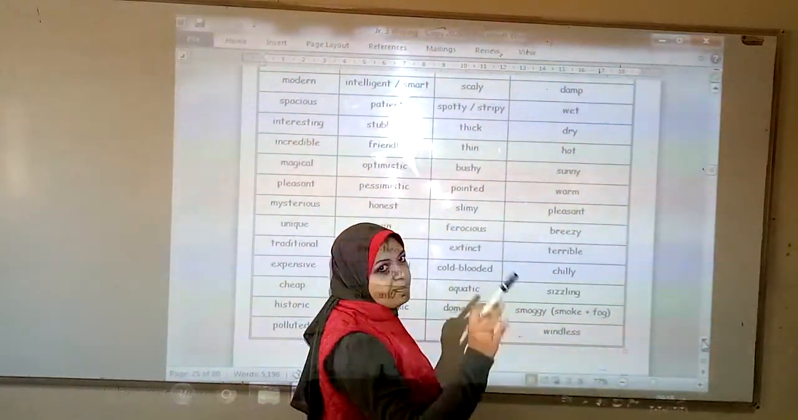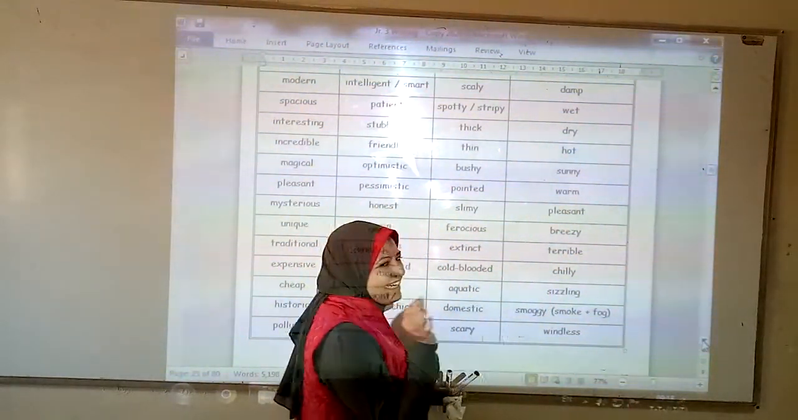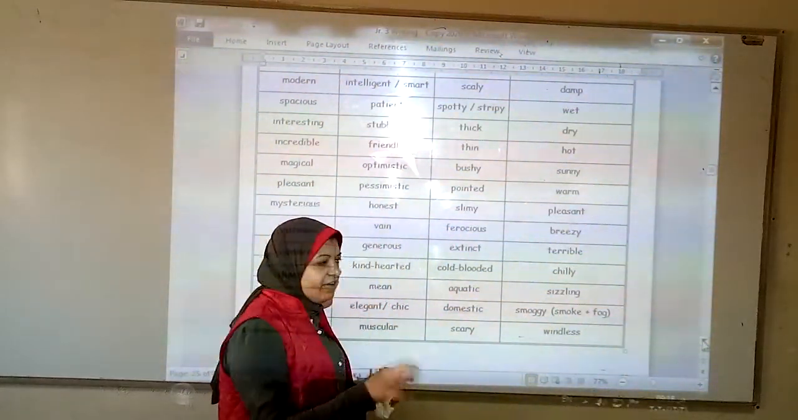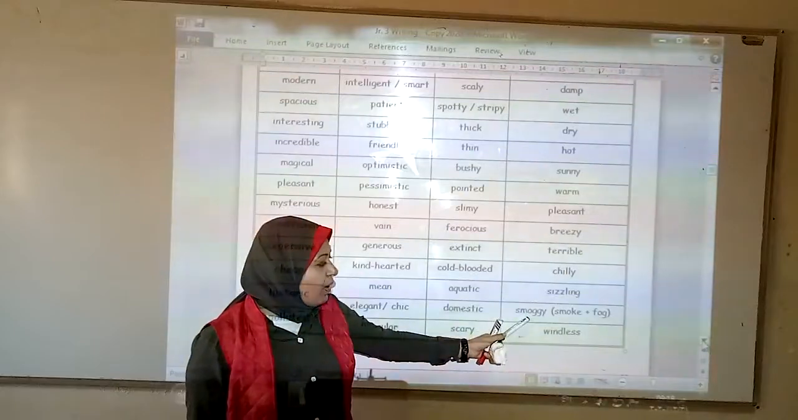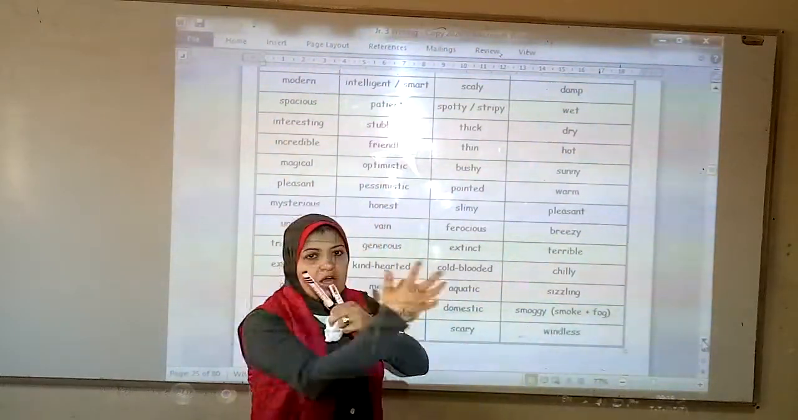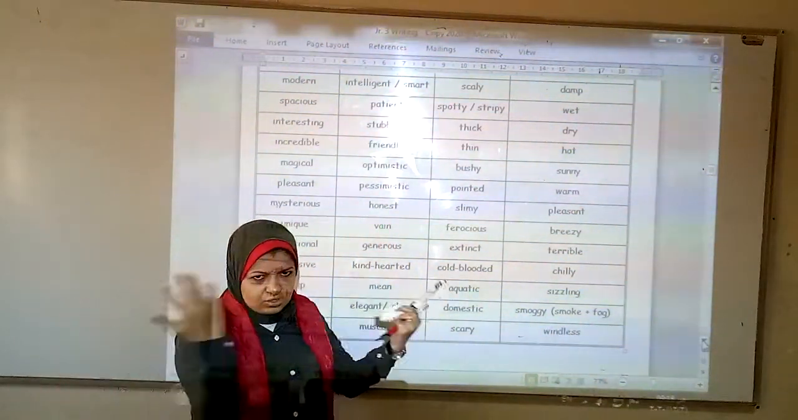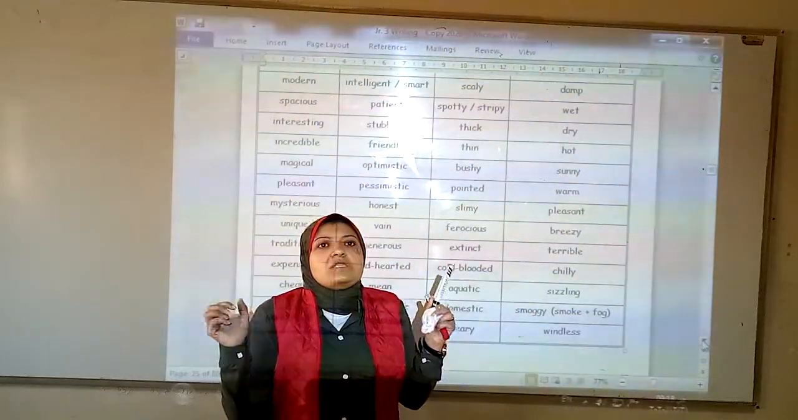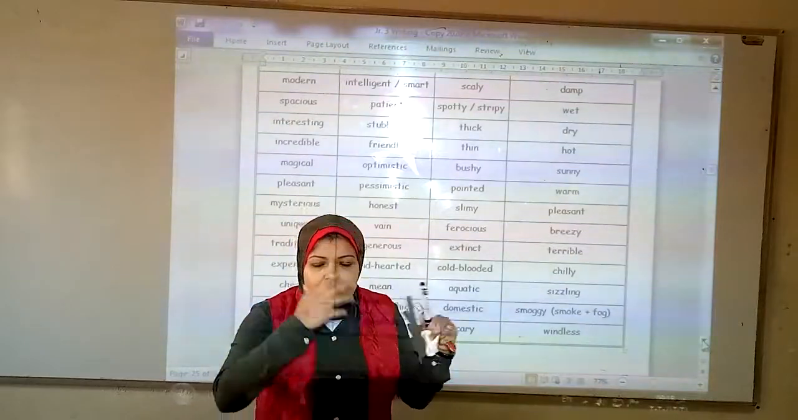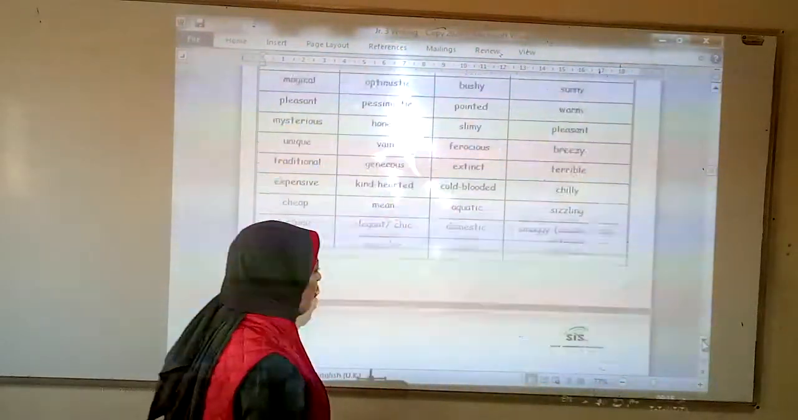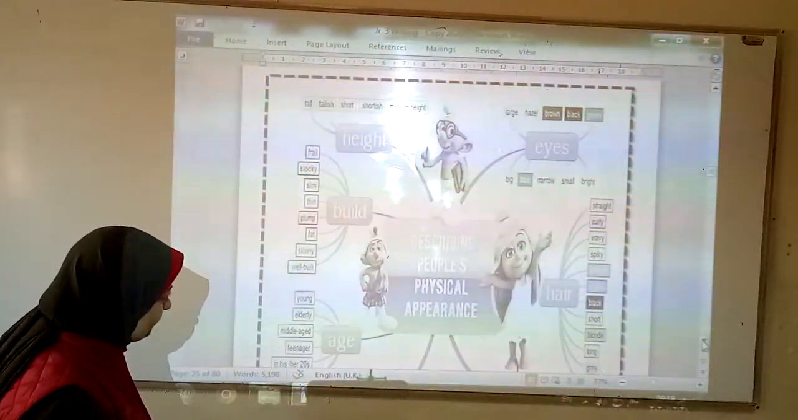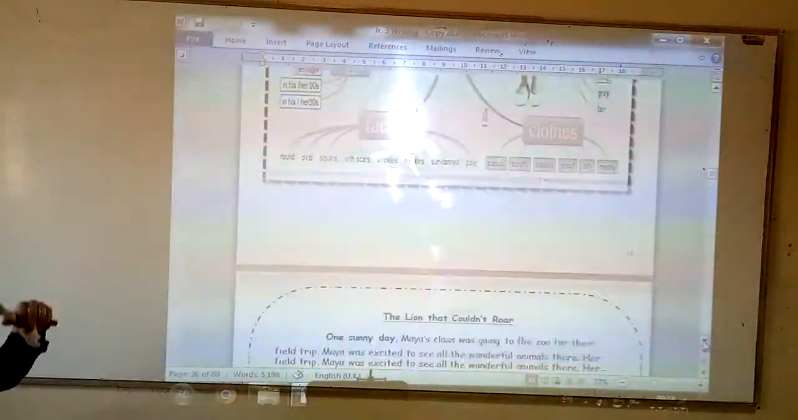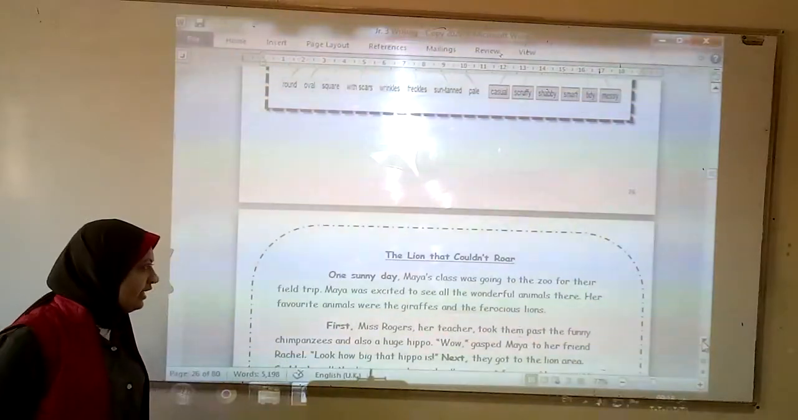Terrible, very bad weather. Chilly, a little bit cold. Sizzling, very, very hot. Smoggy, like smoke and fog. You can't see because you can see fog and smoke. Windless, it means the weather is very dry and there is no air at all around us. These are some descriptions for weather.